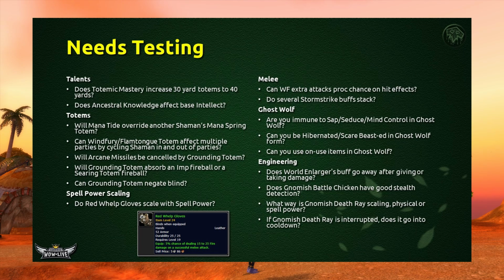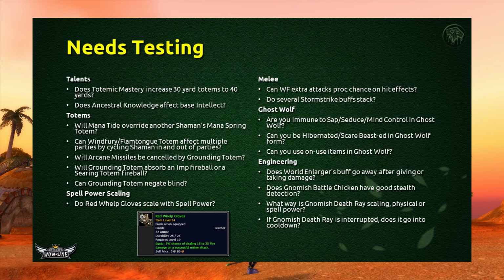So Totemic Mastery in its tooltip says it increases all friendly totems to 30 yards. But since Tremor already is 30 yards, on private servers it actually increases it 10 more to 40. Does this happen in Classic? Does Ancestral Knowledge, the +5 intellect, is that base intellect or is that all intellect? Something we have to test as well.